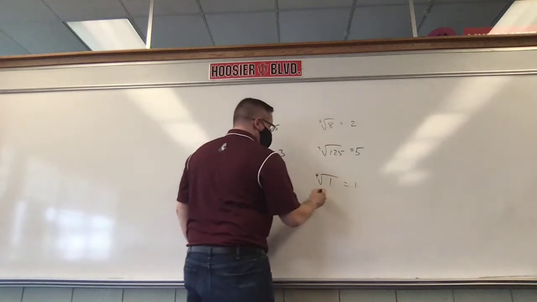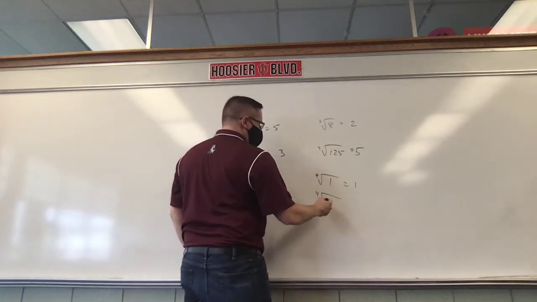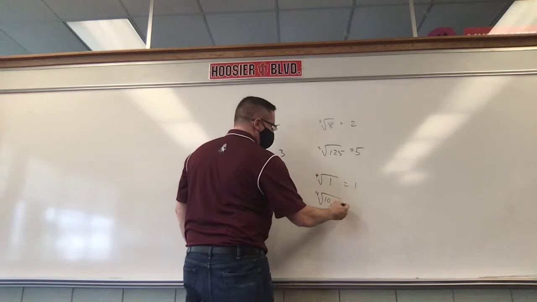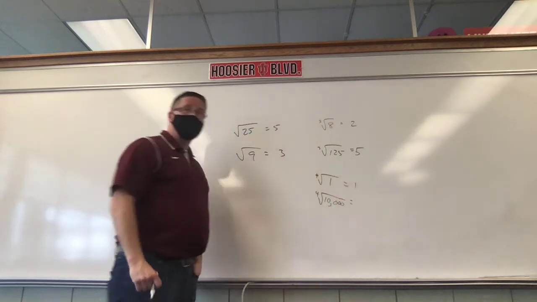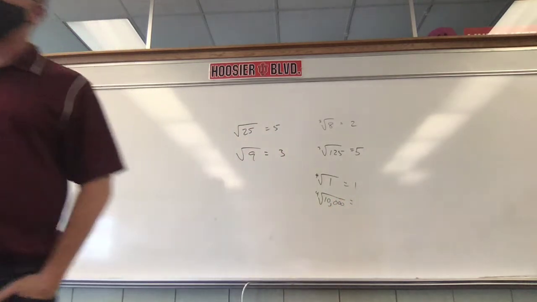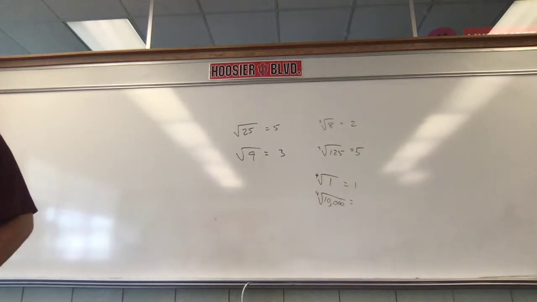How about this one? The fourth root of 10,000. This one looks like a tough one. You remember thinking, I can't do that. Yes, you can. I'm going to tell you right now, little numbers get big really fast when you times them together. Any guesses on this one? What do you times by itself 4 times to get 10,000?